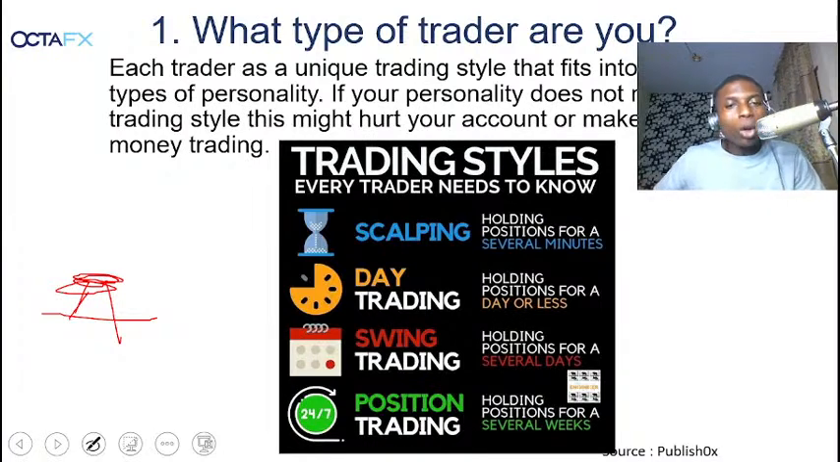Now, the second type of trading style is day trading, right? Now, what does day trading do? A day trader holds position for a day or less, which means a day trader is that trader that trades within 24 hours. So it's that kind of trader that does not allow his trade to exceed or glide into another day. So a day trader trades within 24 hours.